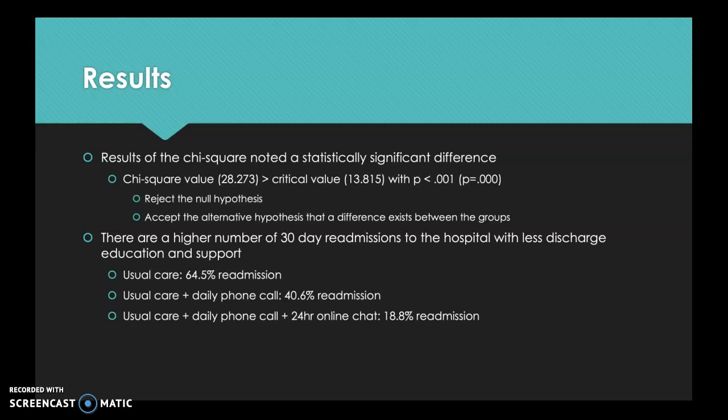From the cross-tabulation table, you can see that there is a high number of 30-day readmissions to the hospital with less discharge, education, and support. With usual care, there was a 64.5% readmission rate. With usual care plus a daily phone call, there was a 40.6% readmission rate. And with usual care plus a daily phone call plus a 24-hour online chat, there was only an 18.8% readmission rate.